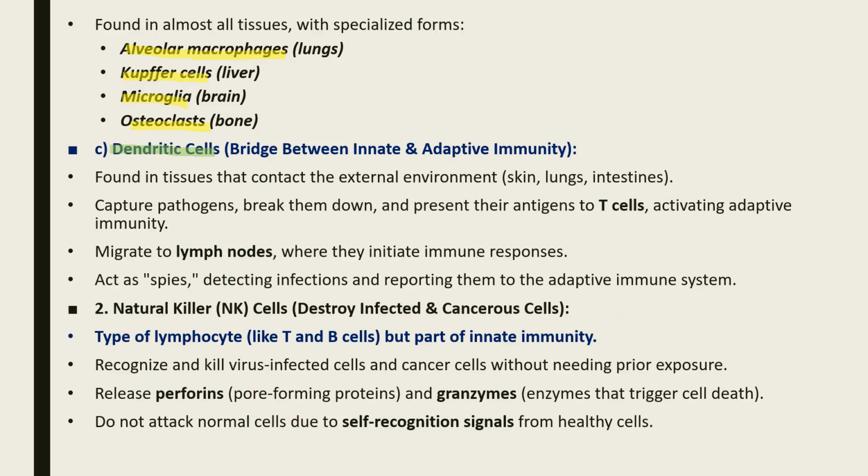Number two is natural killer lymphocyte. Natural killer lymphocytes recognize and kill virus-infected cells and cancer cells without needing prior exposure. They release perforins, pore-forming proteins, and enzymes that trigger cell death, and they do not attack normal cells due to self-recognition signals from healthy cells.